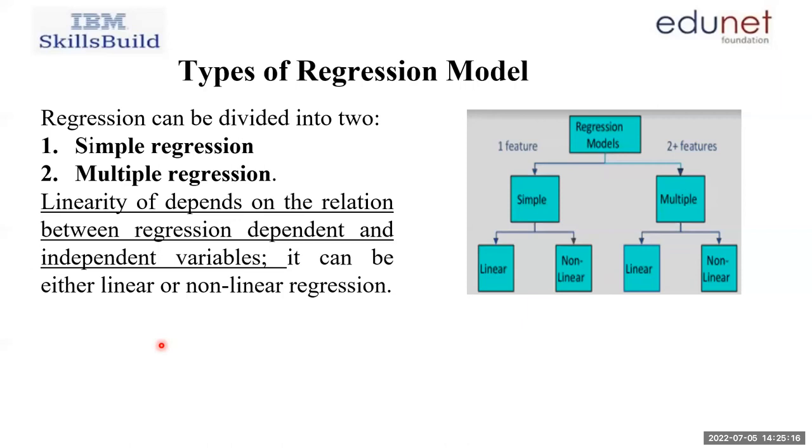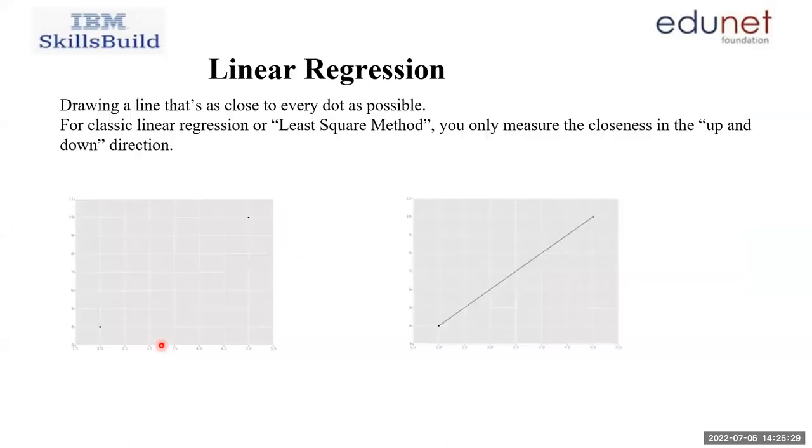The linearity of a regression model mainly depends on the relation between the dependent variable, that is, how y is changing based on x. That is the concept of linearity. Then what actually is the linear regression model?